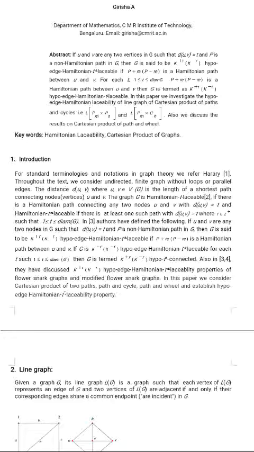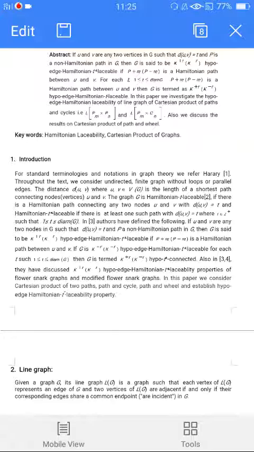So the distance is denoted by d of uv, where u and v belong to the vertex set, and it is the length of the shortest path connecting two vertices u and v. The graph G is Hamiltonian t-laceable if there exists a Hamiltonian path connecting any two nodes u and v with d of uv equal to t, and Hamiltonian t-star laceable if there is at least one such path with d of uv equal to t. The limits for t are: minimum is 1 and maximum is diameter of G.